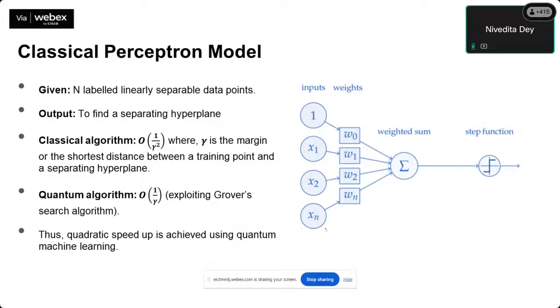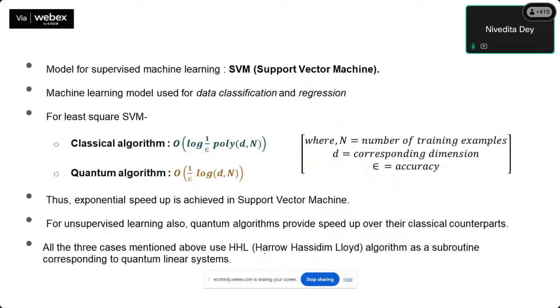All of you, I think, know what this kind of structure means. These are the weights, these are the inputs. Ultimately, this is the decision that you take, and these are the activation functions and all, right? For these basic models, I just mentioned PCA, principal component analysis, and also support vector machines. The classical ones use this, and the quantum one uses this. Likewise, this is a poly of dN, this is a log of dN. So there is a huge difference that way. Exponential speedup is possible in multiple such machine learning applications.